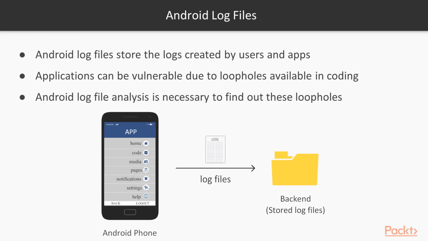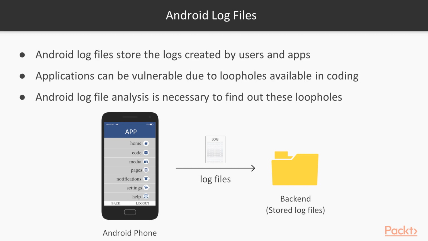Apps can be vulnerable due to loopholes available in coding. Absolutely correct. For example, in this mobile there is an app A, and A contains the user's username, password, card information, etc. For example, if app A is vulnerable, what will happen? When app A creates logs inside the Android machine, they will be inside the log files. So maybe due to the vulnerability inside app A, in the log files you can find secret information, some user information, user credentials in plain text.